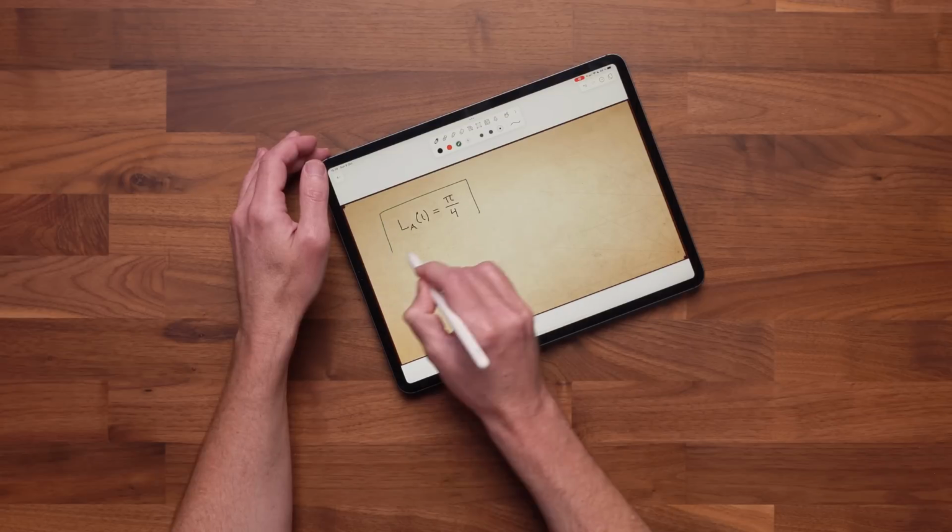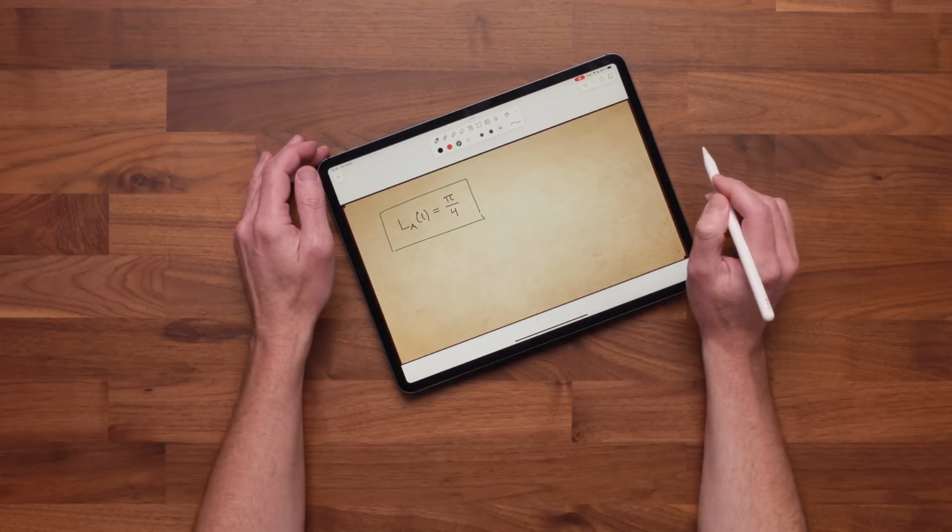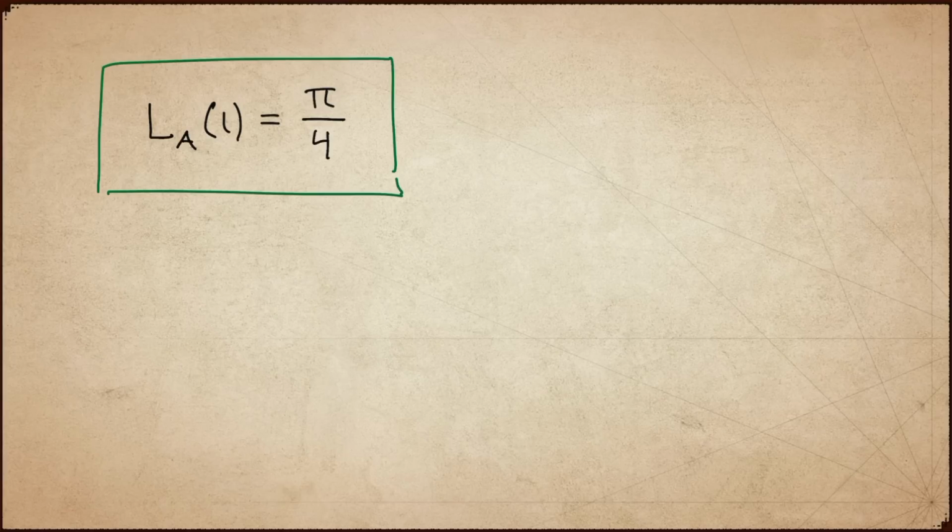At the same time, there is something amazing about the fact that this L function, just a simple repeating pattern, somehow knows about the number pi. Today, we will dive into this world of so-called special values of L functions. And our first example is that L_A of 1 is exactly pi over 4.